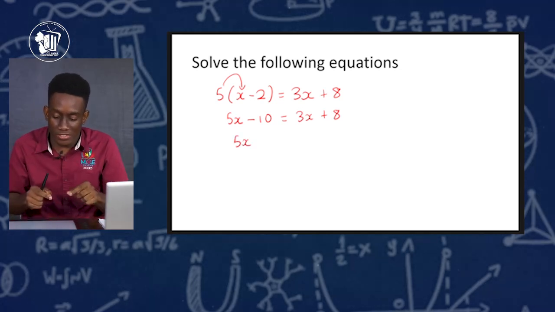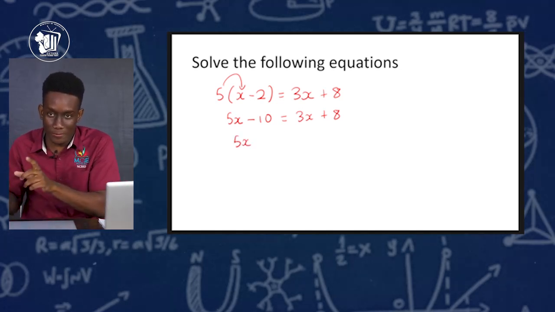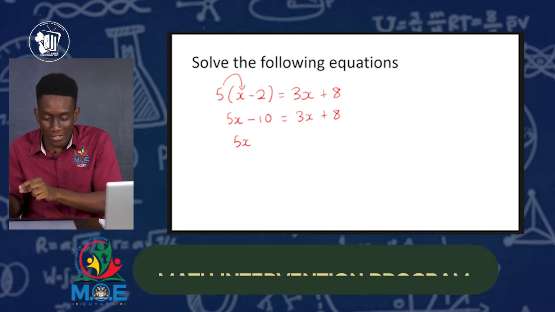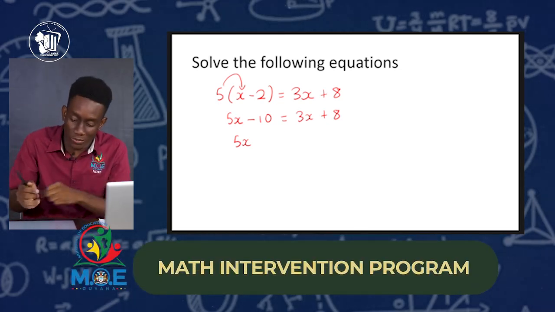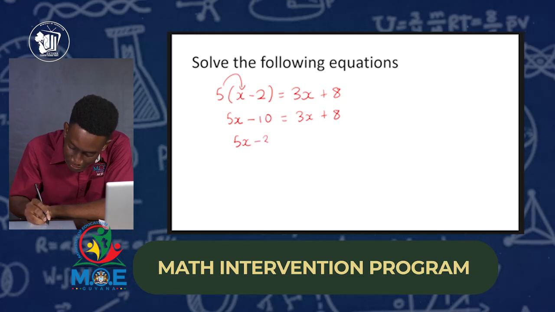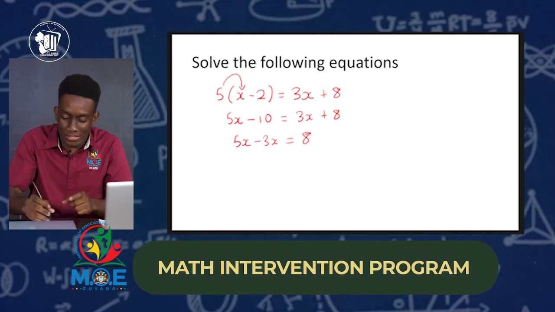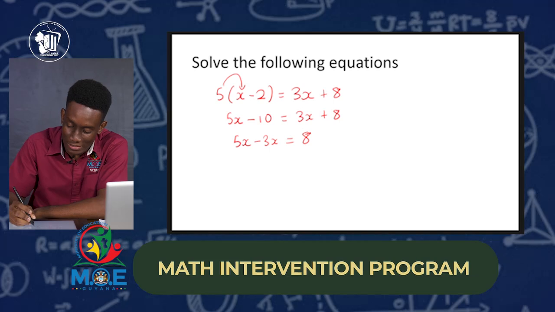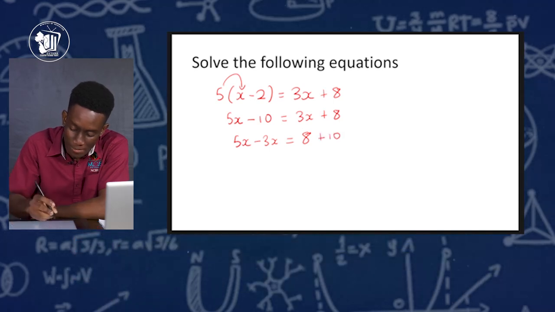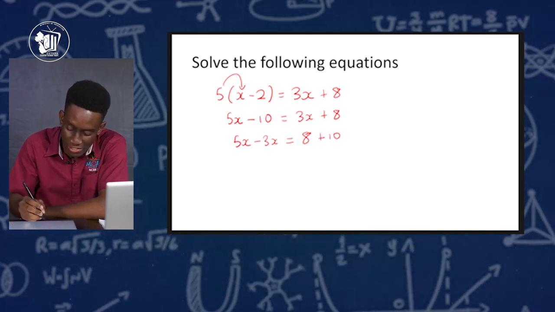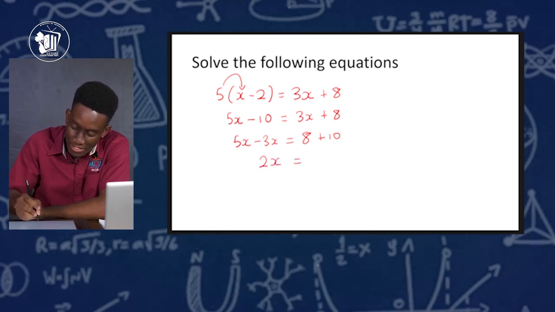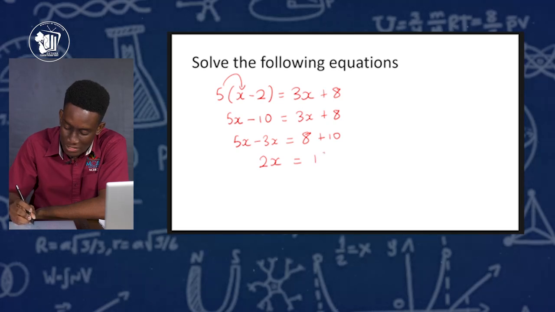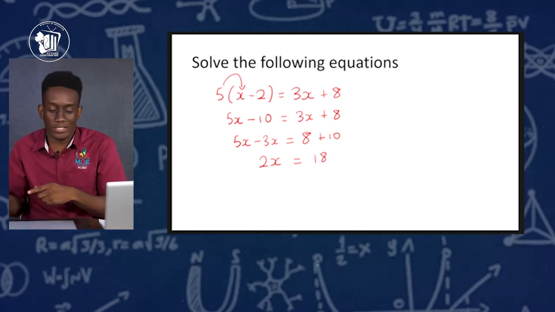So we have 5x. I bring over the plus 3x with it. So we know the 3x is adding. So when we take over the 3x over the equal sign, it will subtract. And this will be equal to 8. And this 10 is subtracting. So when we take it over the equal sign, it will add. So this will be plus 10. So 5x subtract 3x, that would give you 2x is equal to 8 plus 10 would give you 18. So 2x is equal to 18.